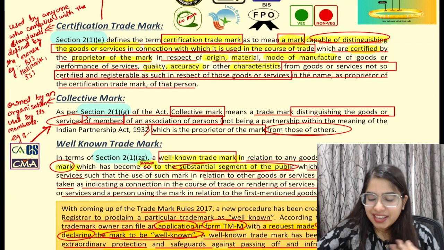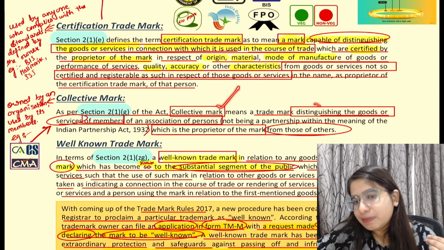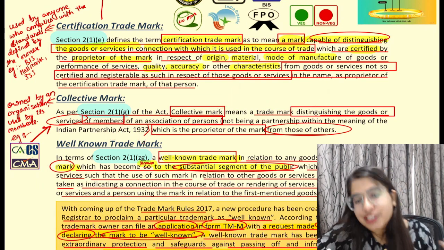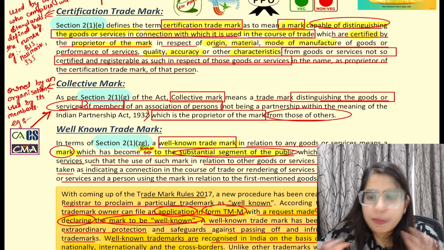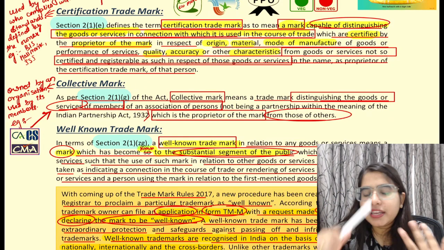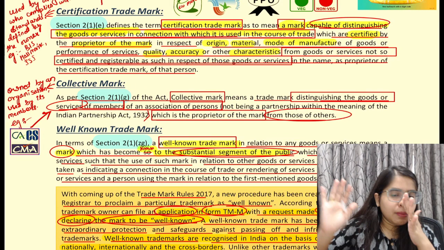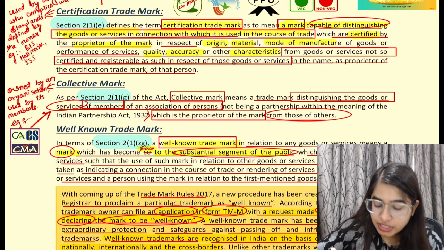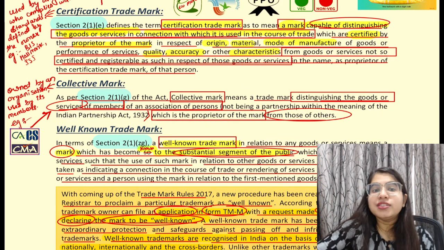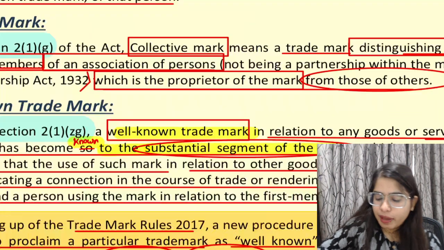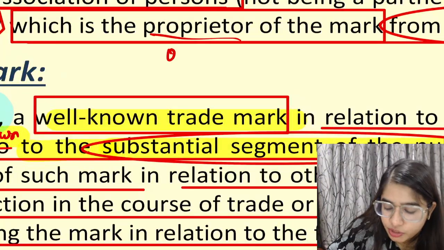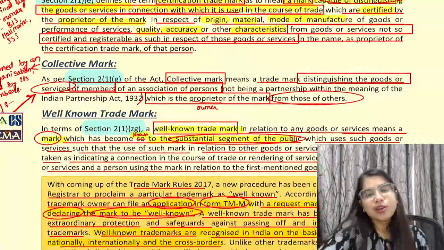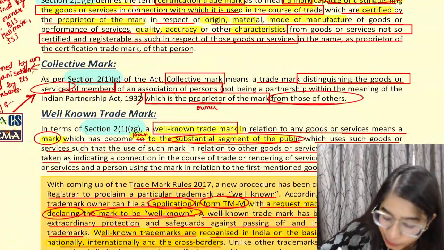Are you understanding? So it's a collective mark which is used for distinguishing goods and services of the members of an association of persons. But that AOP should not be a partnership. It can be a company, it can be any other body corporate, but it cannot be a partnership. That AOP is the proprietor of the mark. Proprietor means owner, so the owner of the mark distinguishes it from those of others.